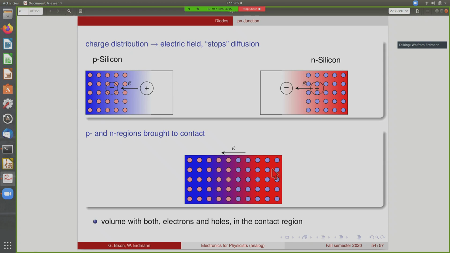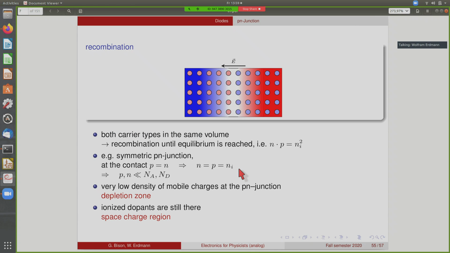So now we have again a volume of holes, for instance, on this side, which have to some extent diffused into the other side, and electrons here, which have diffused to the left-hand side. And there's an electric field in between. So in the middle now we have a region that has electrons and holes. But at that point, then recombination kicks in and reduces the number of both types of carriers.